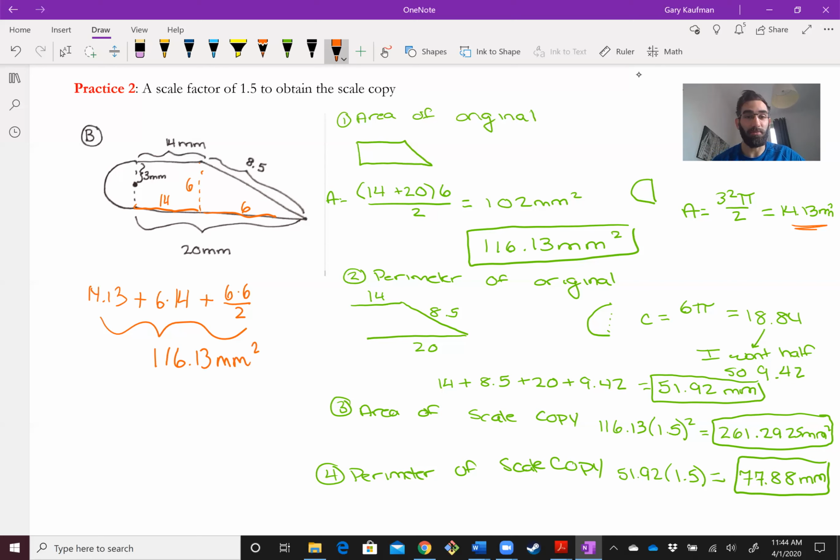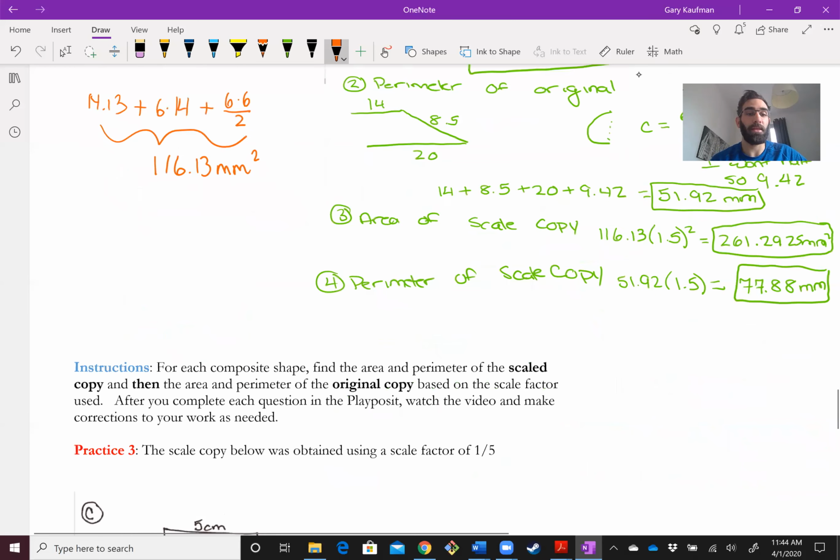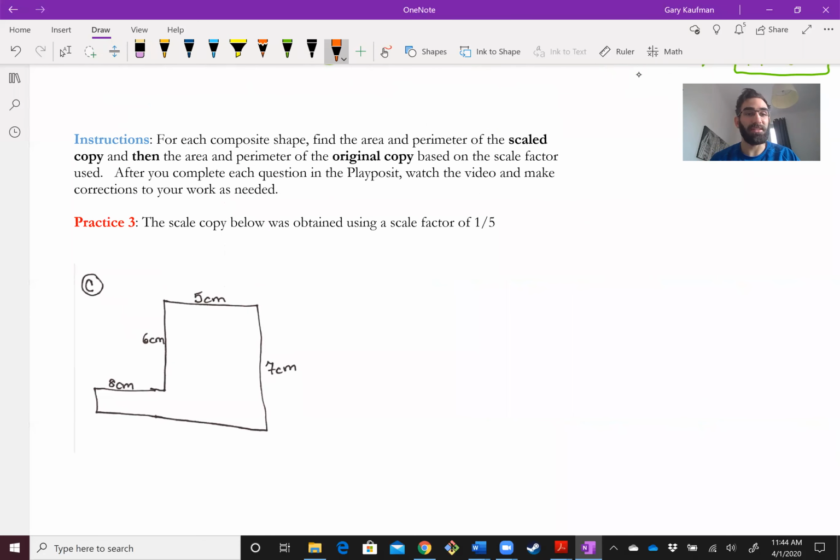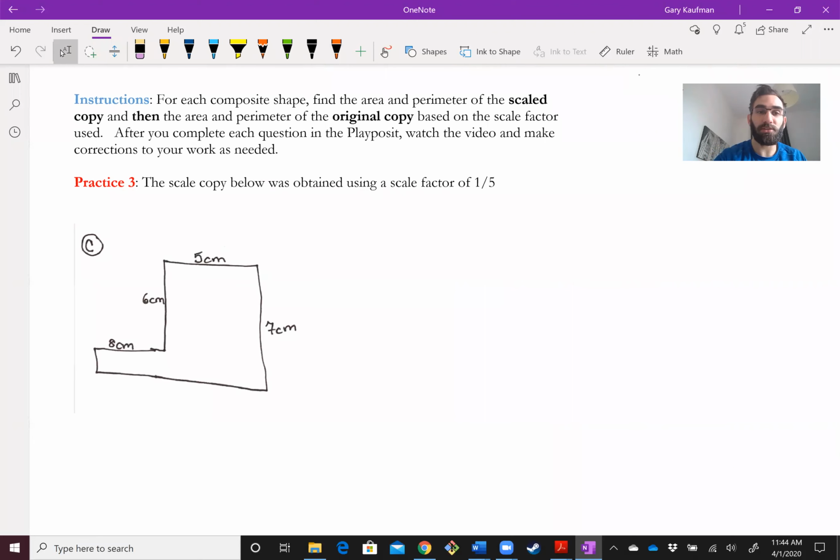That's practice 2. Now for practice 3 and 4, the instructions are changing. This time, you still have a drawing, but notice I said this is the scaled copy, and then use the scale factor that was used to get back to the original. So we're going backwards now. So think about how that's going to work. So here's practice 3. Go ahead.